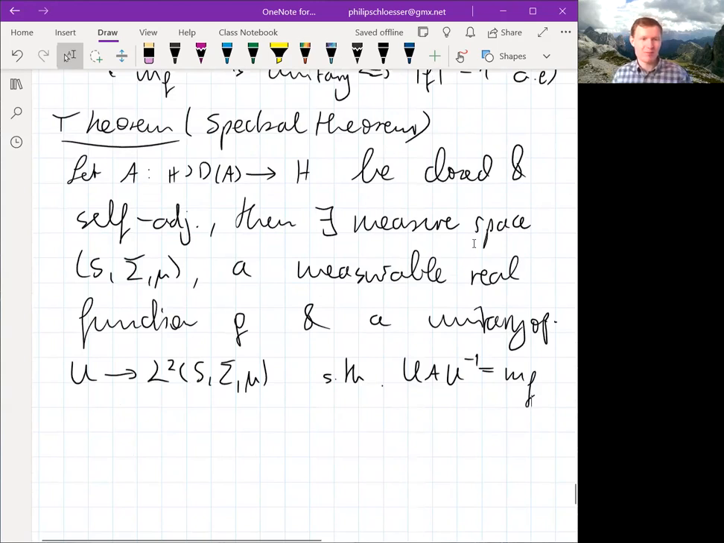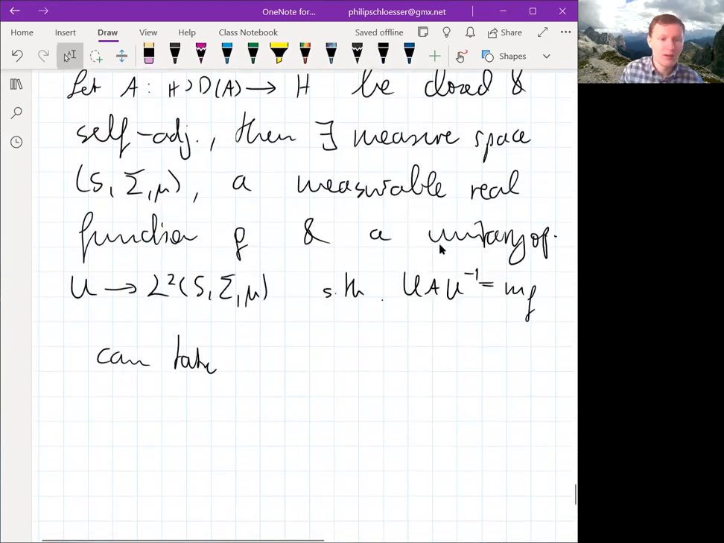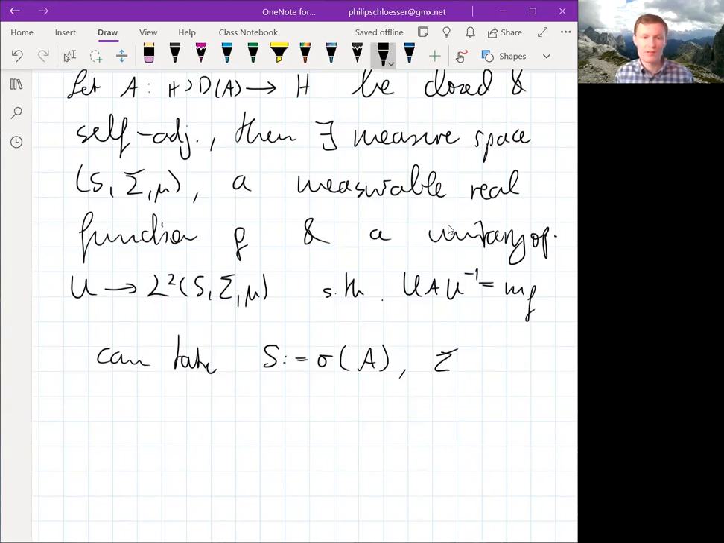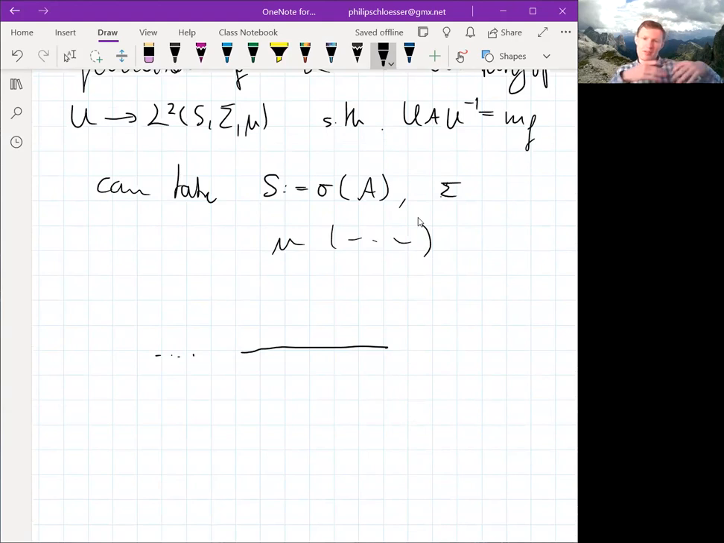Now you might be asking, what is that measure space? It's actually the spectrum. So we can take S to be the spectrum of A. Sigma isn't generally the Borel sigma algebra, but a bit more complicated. And mu is just some weird measure. But what it usually does is, if your spectrum has point spectrum, it acts like the counting measure, and if you have continuous spectrum, it acts like the Lebesgue measure. So it looks like summing over all the bound states and integrating over all the unbound states, or something like that.